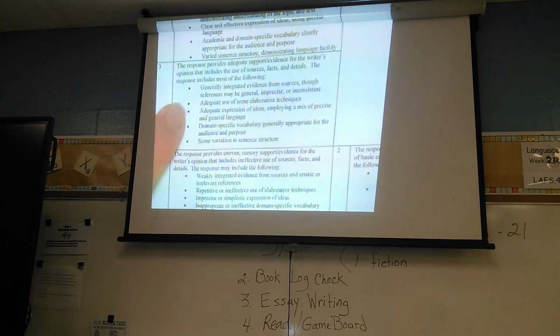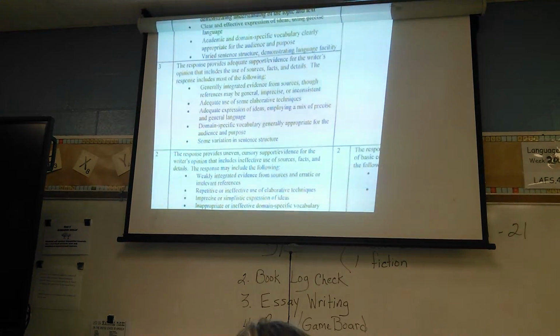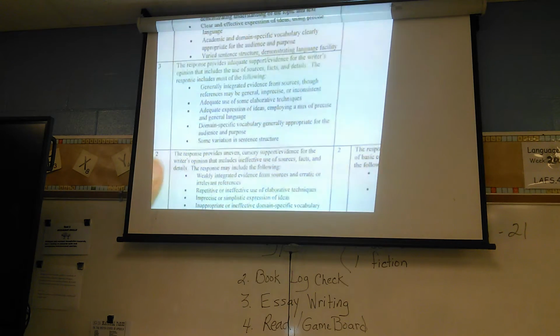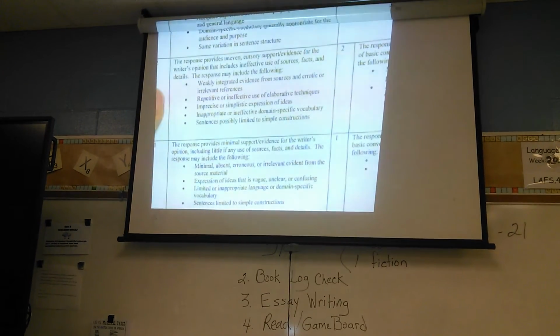Adequate use of some elaborative techniques. Adequate expression of ideas employing a mix of precise and general language. So as soon as you move away from that precise language, you start to lose points. And then some variation of sentence structure. Your sentences are a lot the same. Okay. Dropping down to a 2.